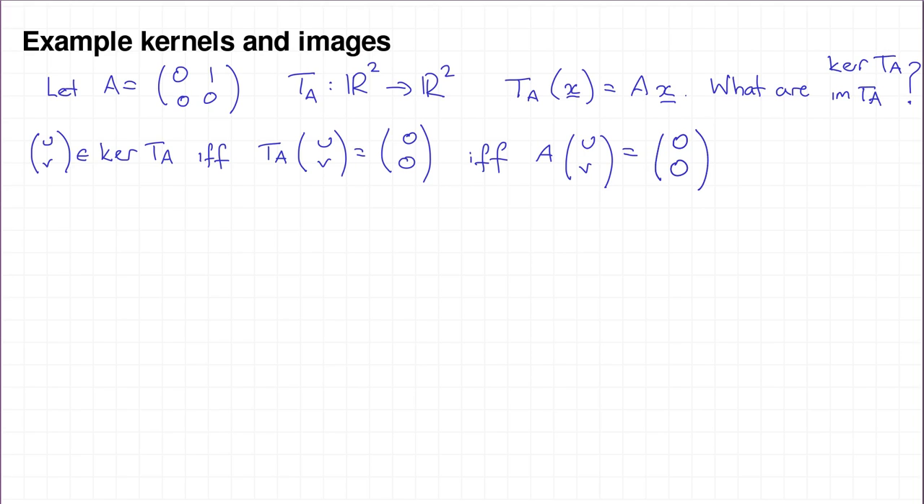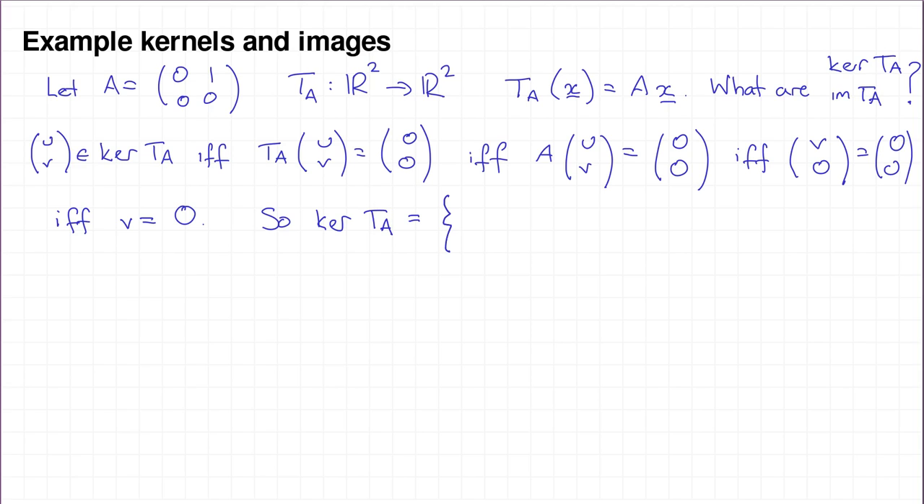Well, A is the matrix 0, 1, 0, 0. So if you multiply 0, 1, 0, 0 into (u, v), what you get is, in the first position you will get v, and then in the second position you will get 0. Okay, so that is true if and only if v equals 0. So here v is the second element of our vector. So the kernel of TA is all the vectors in R squared whose second coordinate is 0.